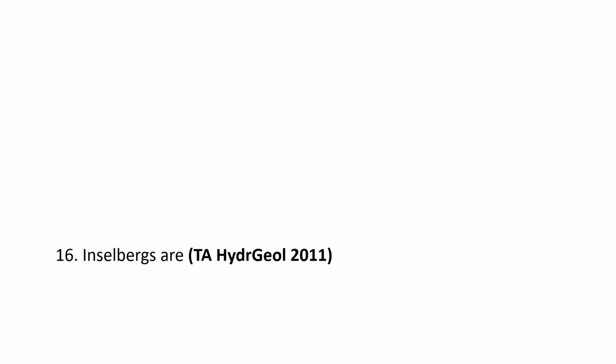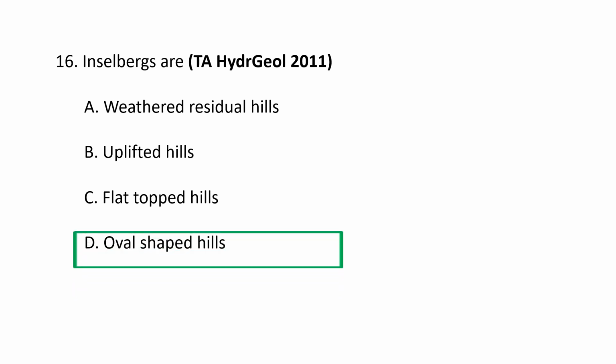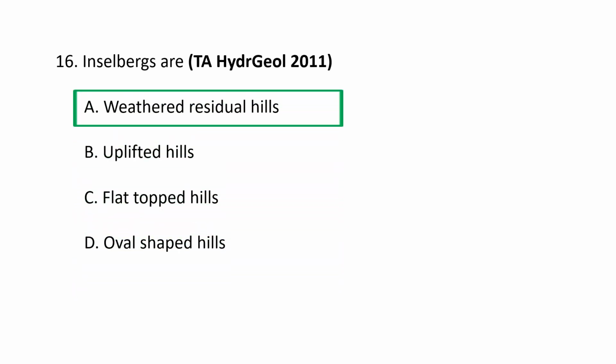Next question. Inselbergs are A. Weathered residual hills, B. Uplifted hills, C. Flat-topped hills, D. Oval-shaped hills. So inselbergs are weathered residual hills, and they stand above the surrounding plains. The word Inselberg comes from the German word Insel, meaning island, and Berg meaning mountain. So A. Weathered residual hills is the correct option.